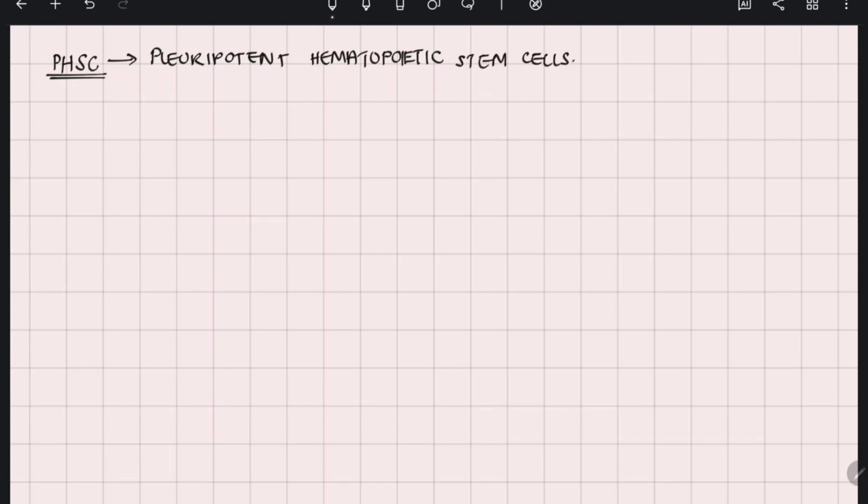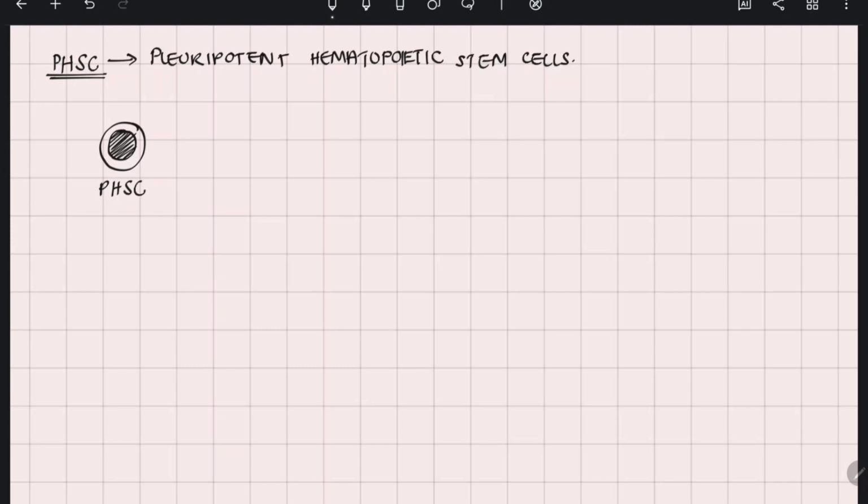Pluripotent stem cells are cells which can multiply and differentiate into any type of cells in the future. Here, pluripotent hematopoietic stem cells means this stem cell can divide and differentiate into any type of blood cell, let it be RBC, any type of WBC, monocyte, lymphocyte, granulocyte, anything. Platelets are also produced from this stem cell. So they are multi-lineage cells; they can form any lineage.